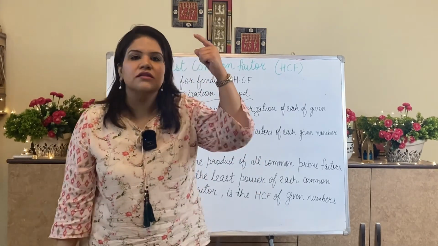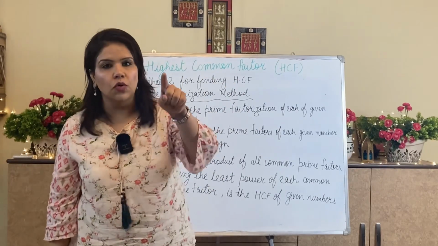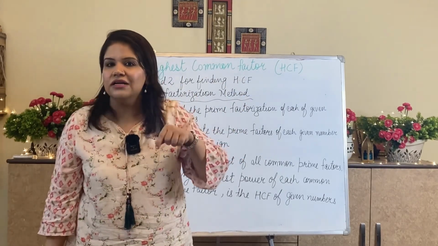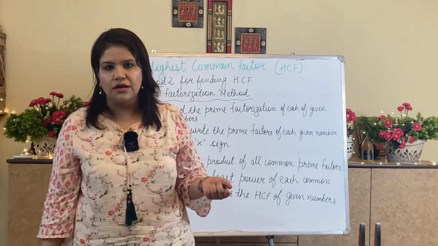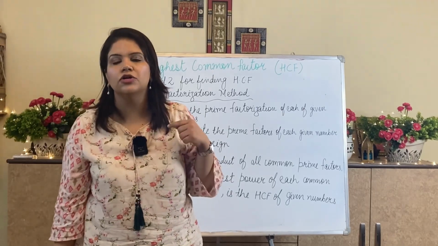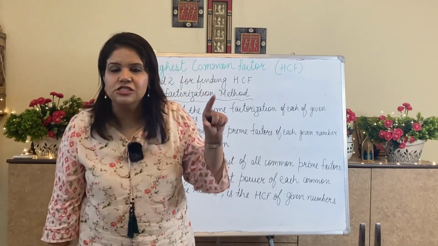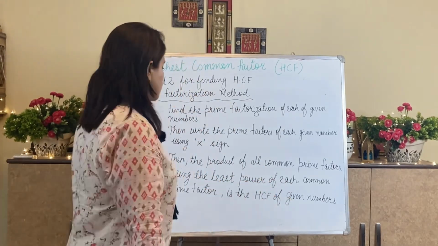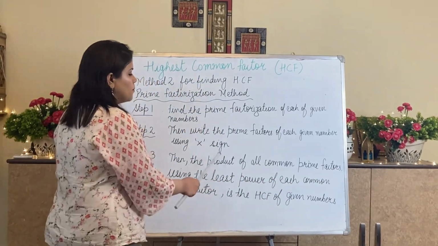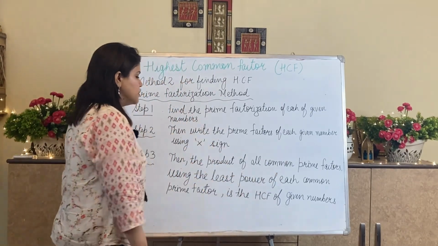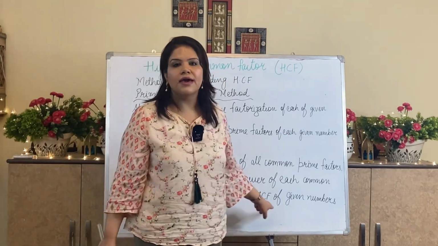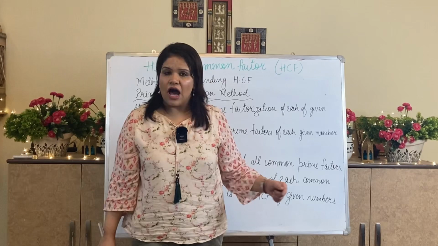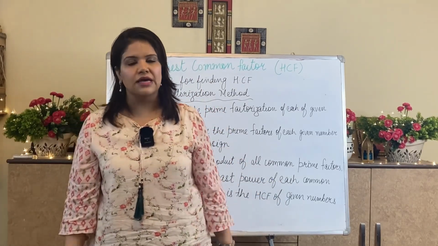2 raised to power 3 means there is one more 2 in one of the numbers, but that is not there in the other number. It has 2 raised to power 2. So the least power we will take as a common prime factor. And after finding the product of all such numbers, we will get the HCF of the given numbers. I will explain this further by taking an example.